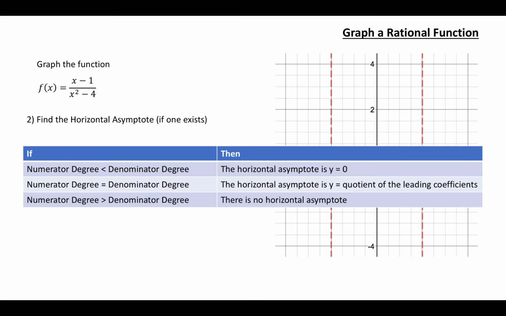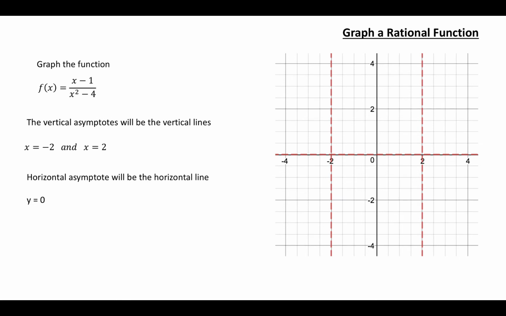The next step is to find the horizontal asymptote if one exists. If the degree of the numerator is less than the degree of the denominator, the horizontal asymptote is y equals 0. In this function, the degree of the numerator is 1 and the degree of the denominator is 2. So we see that the numerator degree is less than the denominator degree, so the horizontal asymptote will be the horizontal line y equals 0. So we have found the vertical asymptotes to be the vertical lines x equals minus 2 and x equals positive 2, and the horizontal asymptote is the horizontal line y equals 0.